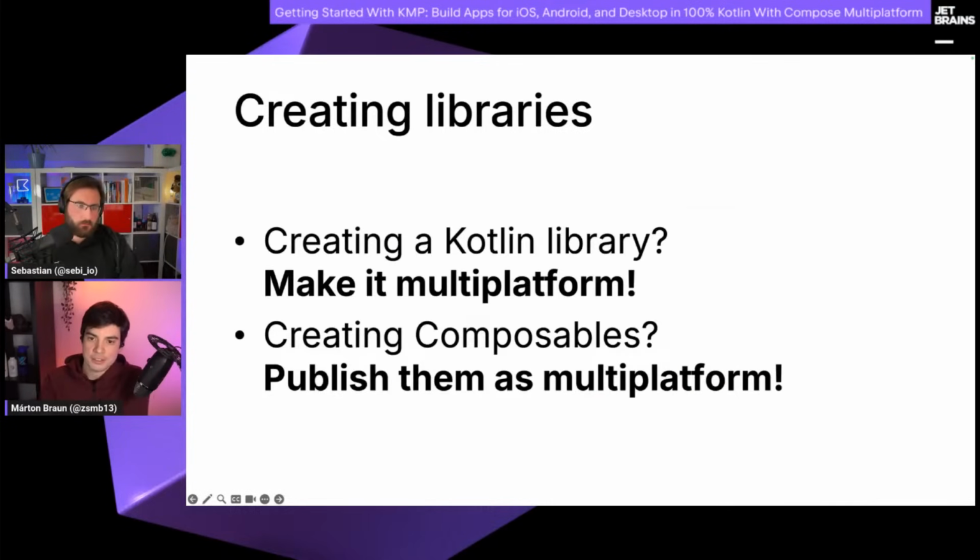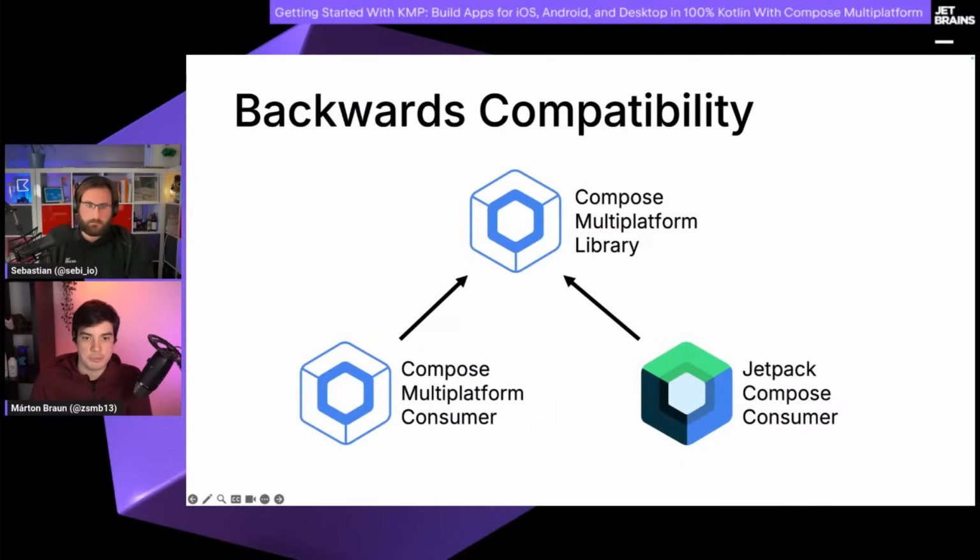At this point, we also want to talk to the authors of libraries for a moment, because if you're creating a Kotlin library, we would really like to encourage you to consider making it multi-platform if you don't have very, very strong dependencies on a specific one. And the same applies if you are building composables and shipping those in a library. You should also consider shipping those as a Compose multi-platform library instead of just a Jetpack Compose library.